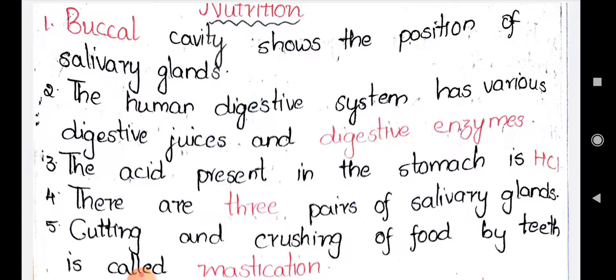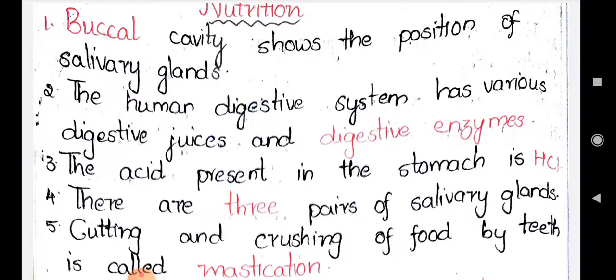Going to the next bit. There are dash pairs of salivary glands. There are 3 pairs of salivary glands. What are those 3 pairs? The submaxillary glands, sublingual glands and parotid glands. The submaxillary and sublingual glands are present inside the buccal cavity, whereas the parotid glands are present near the jaws, and below the ears you can observe the parotid glands. So there are 3 pairs of salivary glands.